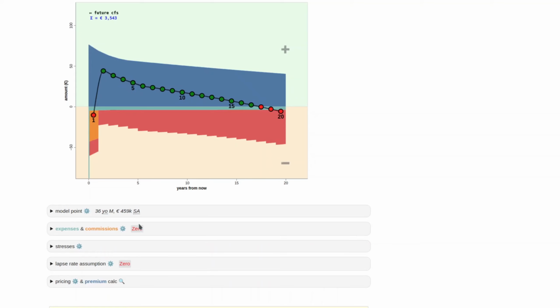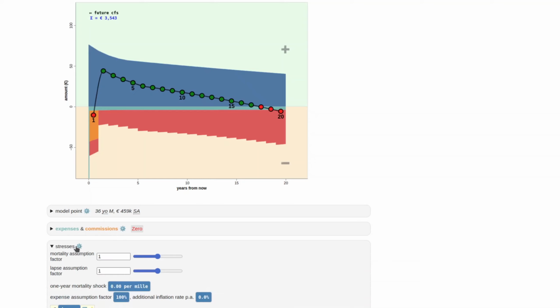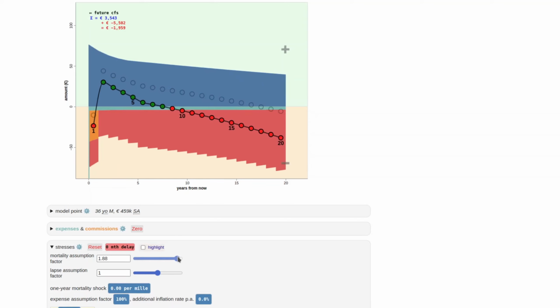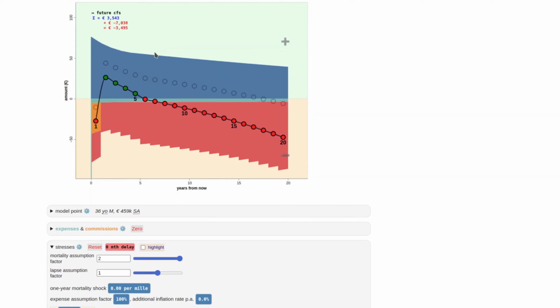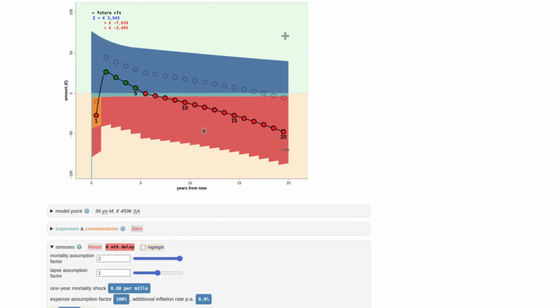Actuarial models make a lot of assumptions, and so actuaries need to be able to stress those assumptions in their models and understand their impact. So when we stress mortality here, we can see the original result and the stress impact and the new stressed result. And in our visualization, we're seeing our new stress cash flows.